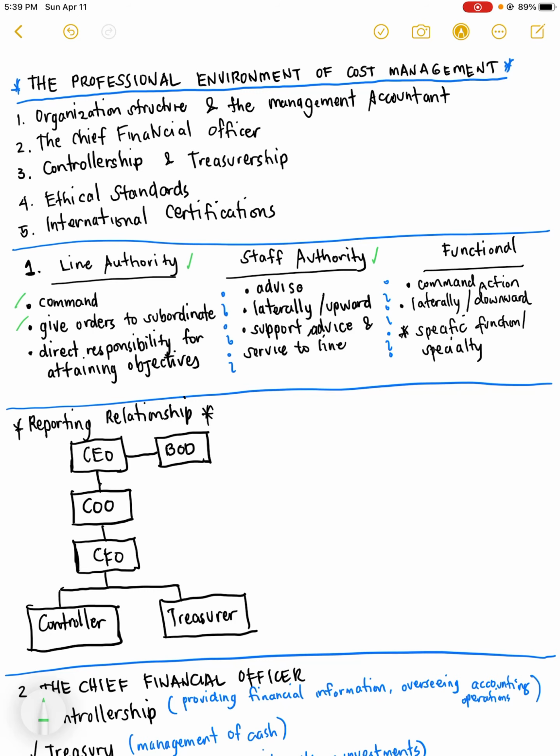Okay? However, meron din tayong tinatawag na functional authority. Under the functional authority naman, you are given the command to give action laterally or downward. However, this right is only specific to a special function or to special procedure. As in the case of our chief accounting officer, ini-exercise of course niya yung kanyang line authority over dun sa department. Of course, kapag ikaw ay head ng isang department, lagi kang merong line authority considering that you have your subordinates. Okay? But the accounting department itself is considered to be a staff position, staff authority. Okay, so it provides services and provides support and advice to other line departments.